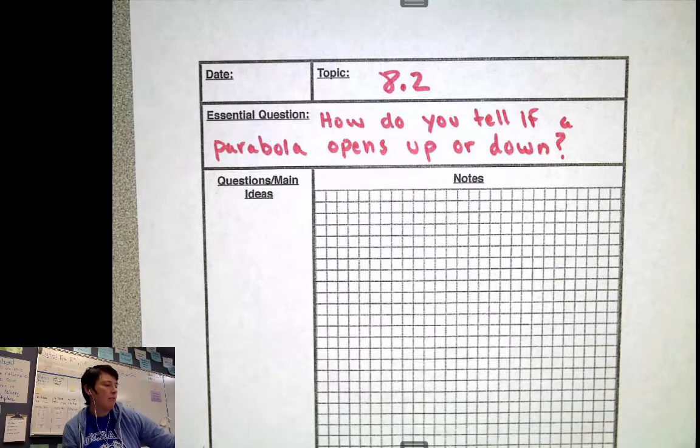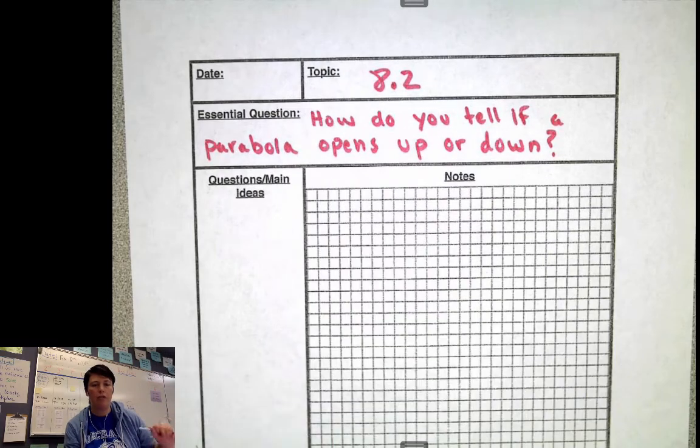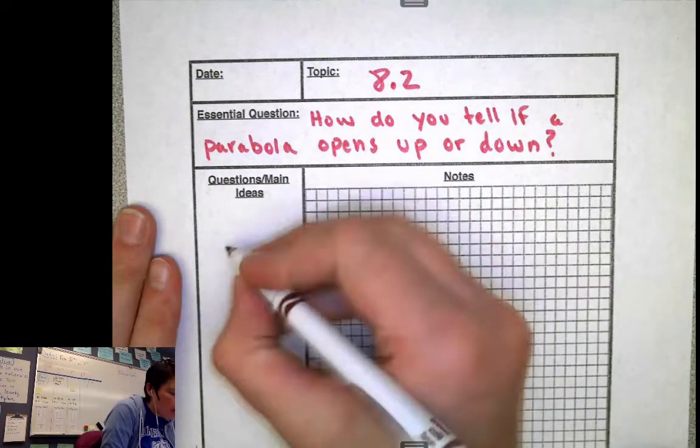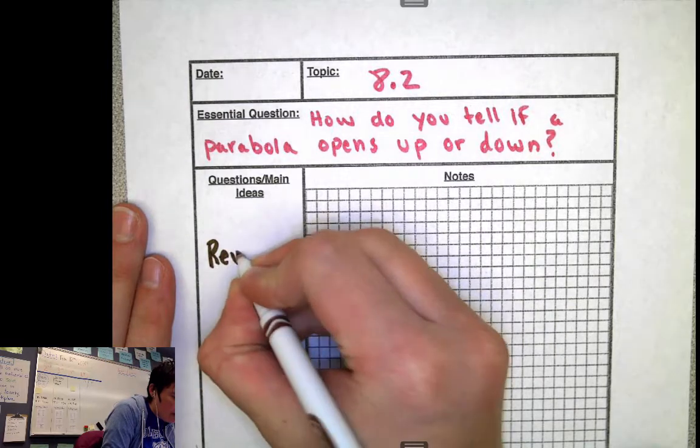And we're going to get into that real quickly here, but we're going to do a little review first. In the previous videos, we've been learning how to graph quadratics. We've learned what a parabola is, that smooth, U-shaped curve. And before we can figure out if it points up or down, we need to do a little bit of review. So over on the side here, I'm going to write review.